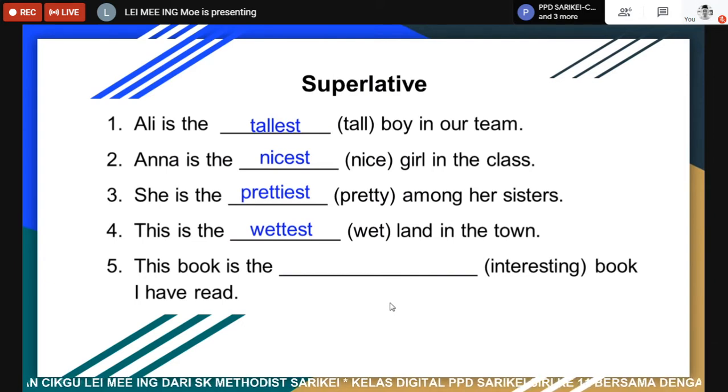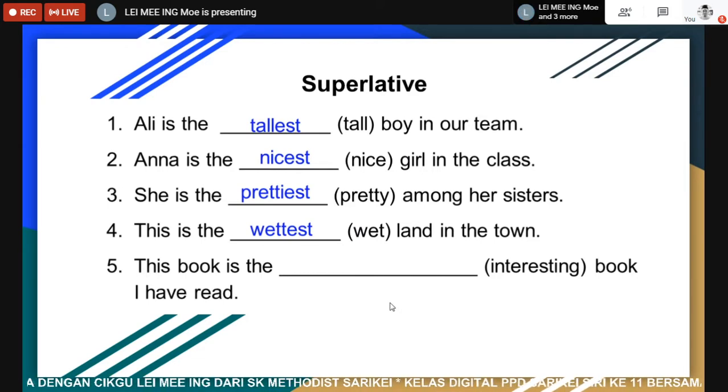This book is the book I have read. So the given adjective here is interesting. So what is your answer for the superlative form for this interesting? Please type it down now in a few seconds. Interested? No, interested is not an adjective. Most interesting, more interesting. All right, let us check the answer now.